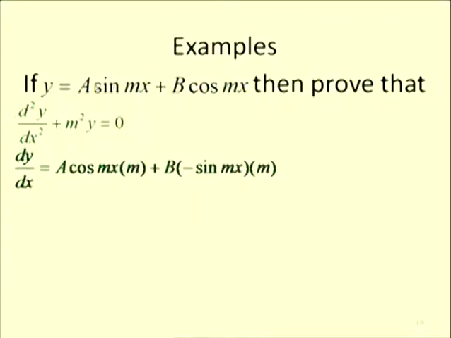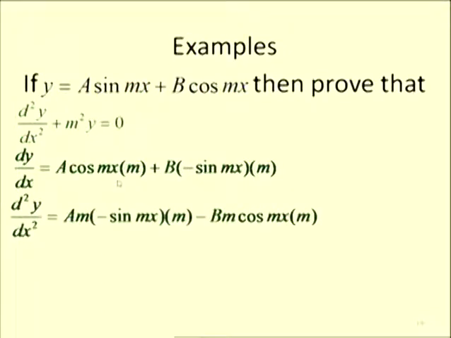So here we have differentiated this term, that gives a cos mx into m, and differentiated the second term, that is b cos mx, it gives b into minus sin mx into m. Now m can be taken common from both these terms. So if we take m common, we have m into a cos mx plus b into minus sin mx. Now here we have differentiated directly the dy by dx. So d2y by dx2, here m we have taken here, right?